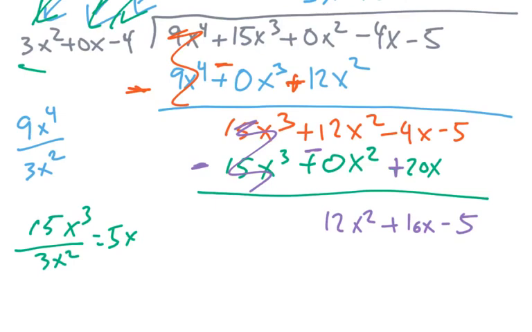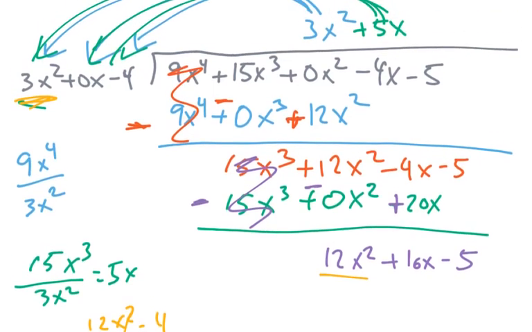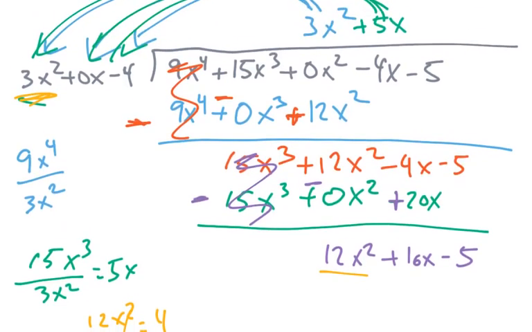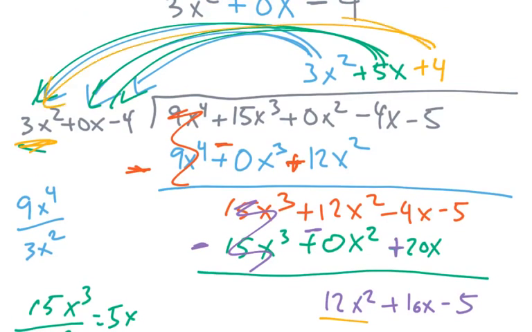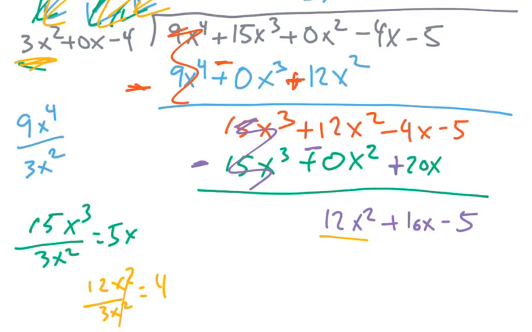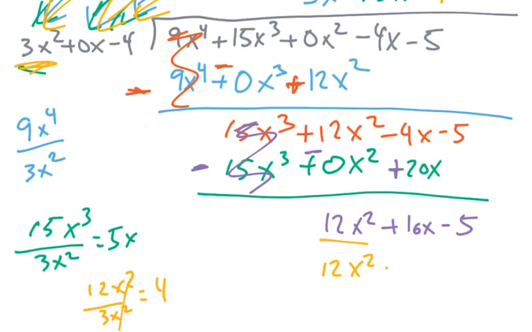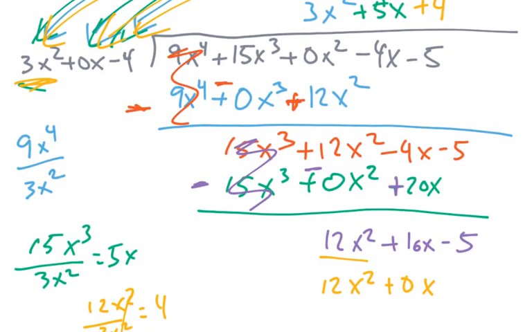And believe it or not, we're going to repeat the process once more. So we have 12x squared. We're going to put 3x squared into that, and that's going to give me 4. Right? So we're using these two, putting them into each other. And so once we get there, we're going to have 4, so this will be plus 4. We're going to distribute the 4 into everything. And this will give me 12x squared plus 0x, and 4 times negative 4, so it's negative 16.